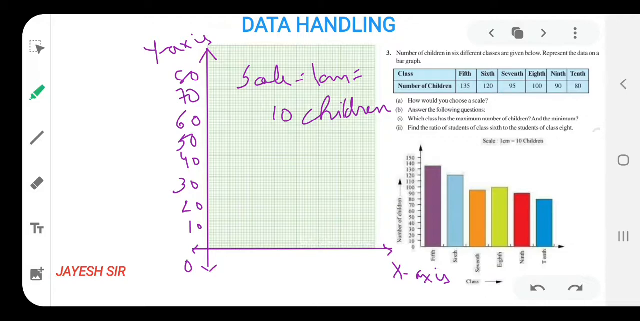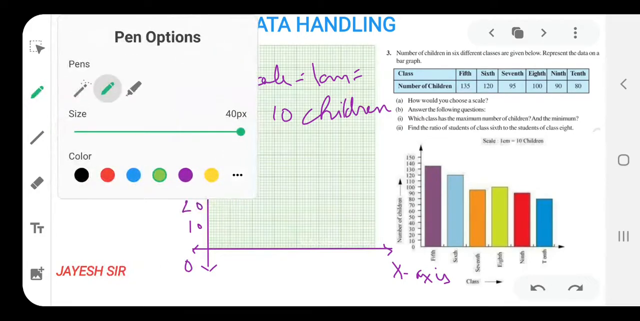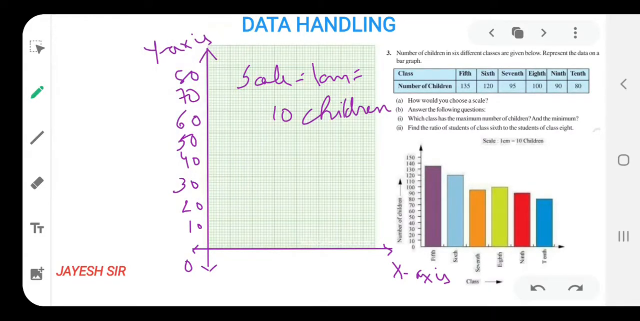Yes, one more thing that is left is we have to write which axis indicates which thing. So here on the x-axis, classes are to be indicated. Based on the classes it is classified: class 5th, 6th, 7th, 8th and 9th. So here I will mark class and put the arrow like this, and here I will write number of children, and here an arrow like this.